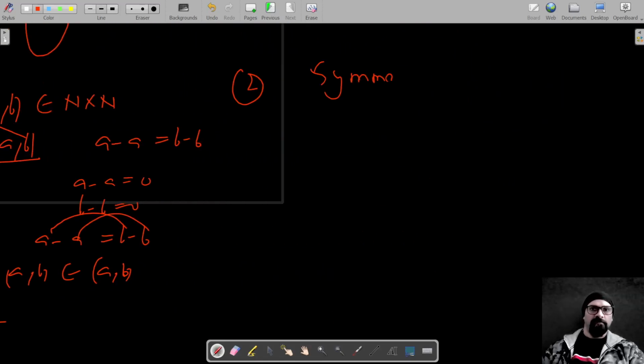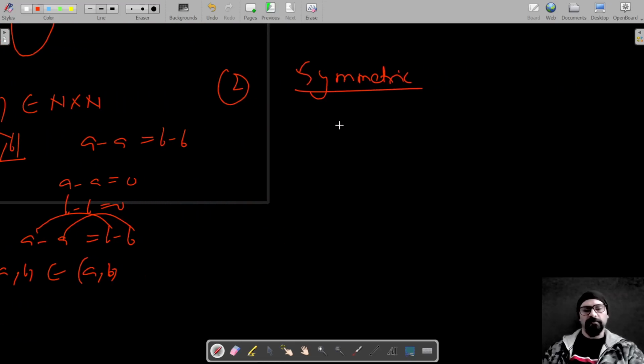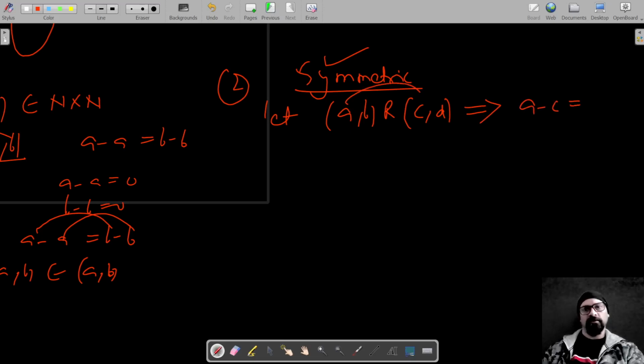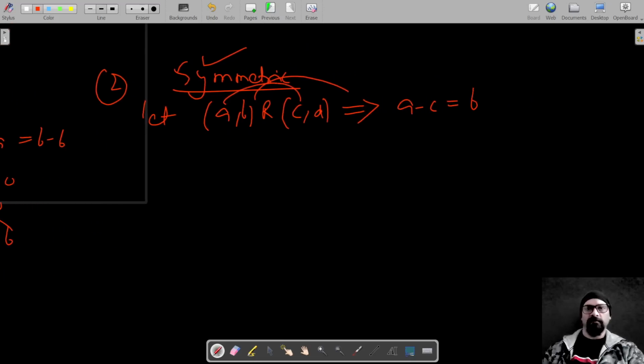Now let's go for the symmetric. And for symmetric, we have to reverse the relation. That is, if we are able to show that if (a, b) is in relation with (c, d), then (c, d) is in relation with (a, b), then we say that the relation is symmetric. So let (a, b) be in relation with (c, d). That means a minus c should be equal to b minus d.